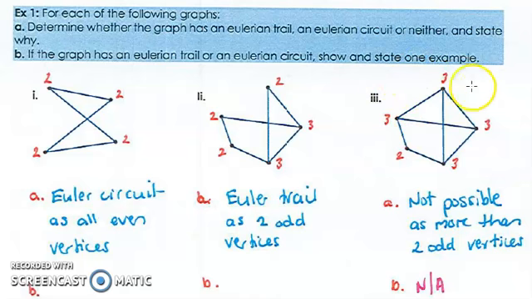Third example, because you have more than two odd degree vertices, it's not possible to create an Eulerian circuit or trail. And so there is no possible way of being able to do a circuit or trail with this graph because it doesn't meet the characteristics.